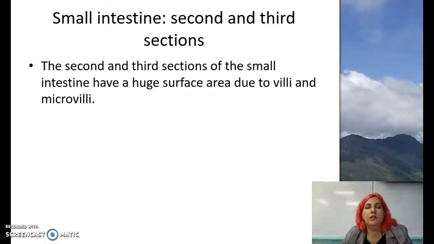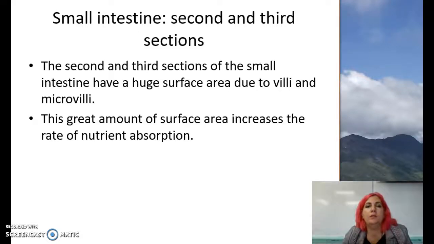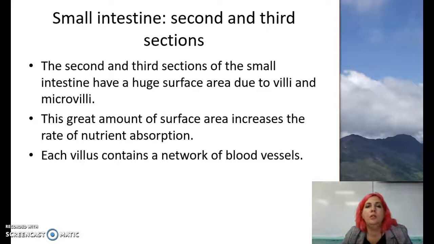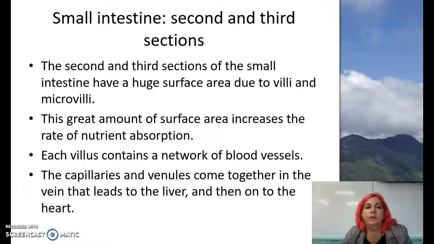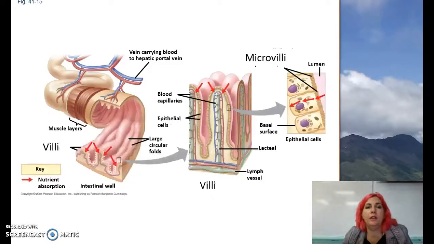The second and third sections of the small intestine have a huge surface area due to the creation of villi and microvilli. This great amount of surface area increases the rate of nutrient absorption. Each villus contains a network of blood vessels. The capillaries and venules come together in the vein that leads to the liver and then on to the heart. So you can see the intestinal wall.